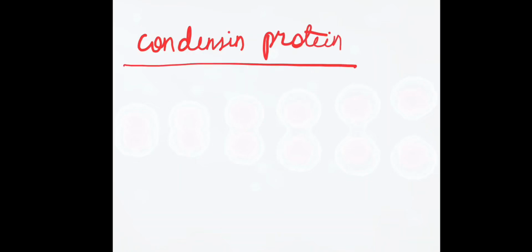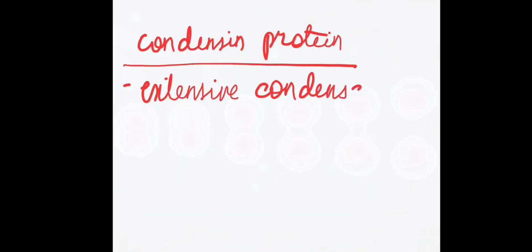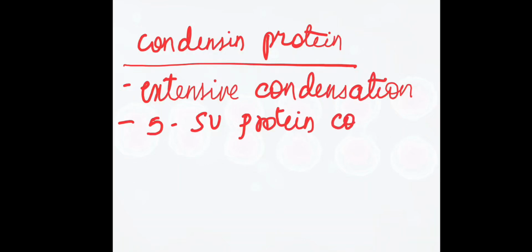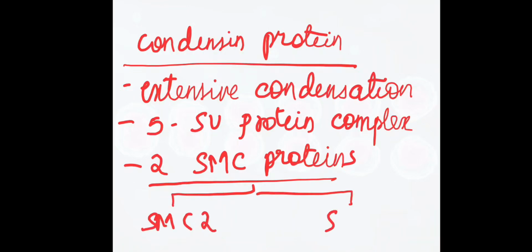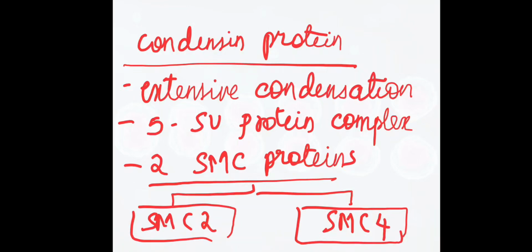As I said earlier, it is helpful in extensive condensation. Okay, it has a highly conserved 5 subunit protein complex. So it has how many subunits? 5 subunit protein complex. Among these 5, there are 2 major SMC proteins, that are SMC2 and SMC4. These two play a fundamental role in structural and functional organization of chromosomes. So these are the key drivers of the mitotic chromosome condensation.